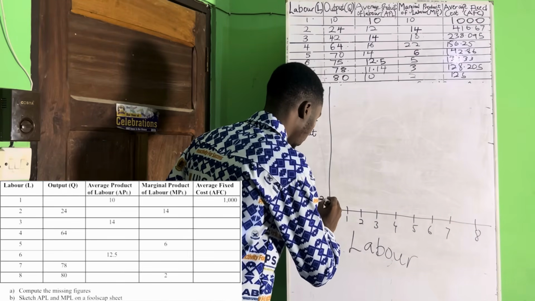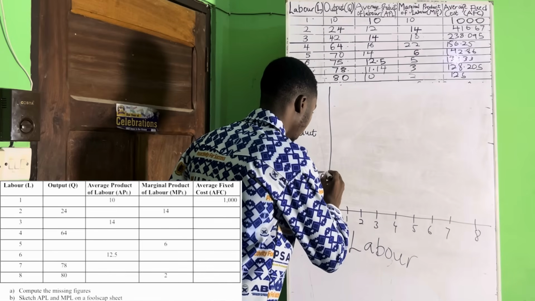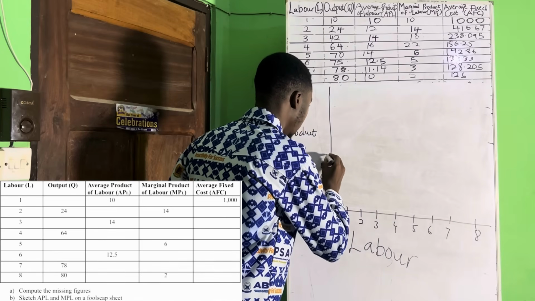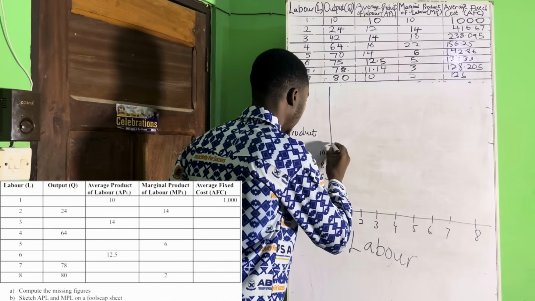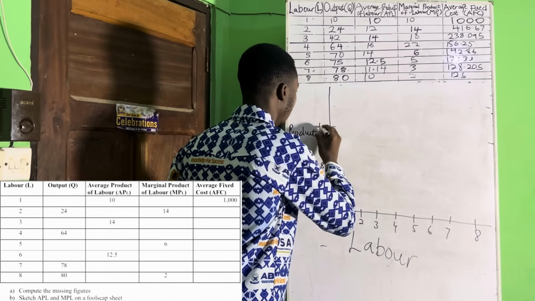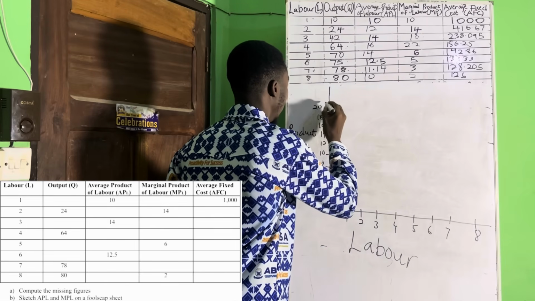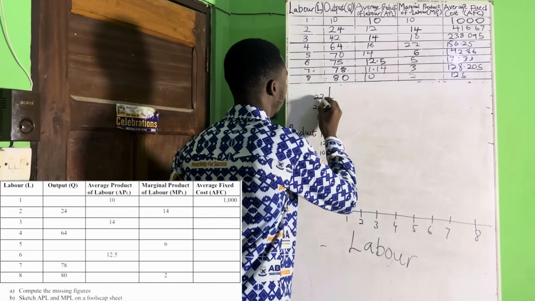So yes, let's make here 2. Then here will be 4. Here will be 6. Here will be 8. Here will be 10. Here will be 12. Here will be 14. Here will be 16. Here will be 18. Here will be 20. And here will be 22.